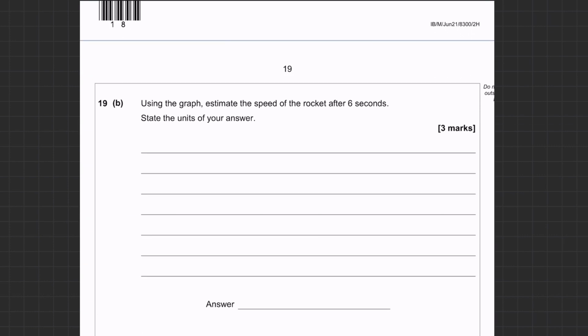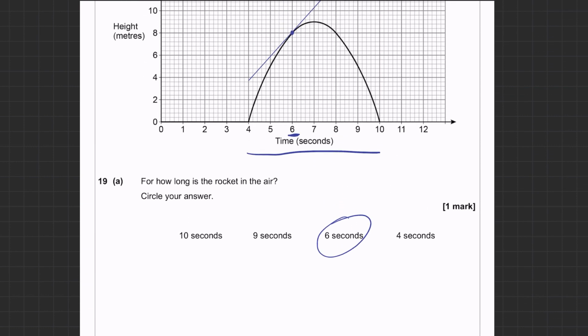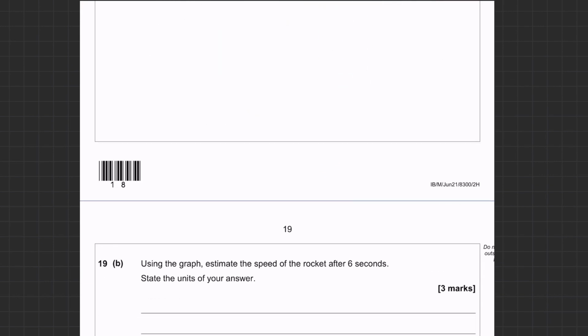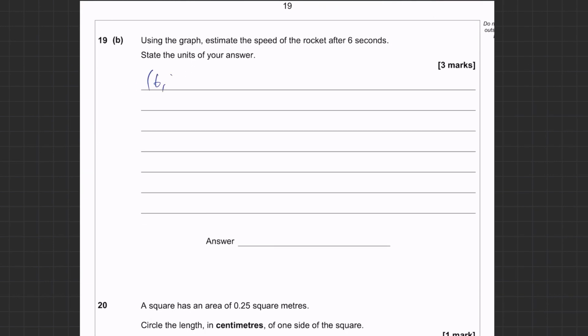So using the graph, estimate the speed of the rocket after 6 seconds. So if we're looking at the speed, we want to find the gradient of this graph. So I'm going to pick 2 points, which is quite tricky because it's not the most accurate. I'm going to pick this one here, which is 7, and if I look across, 11, and the original point, which was 6 and 8. So 6, 8 and 7, 11.